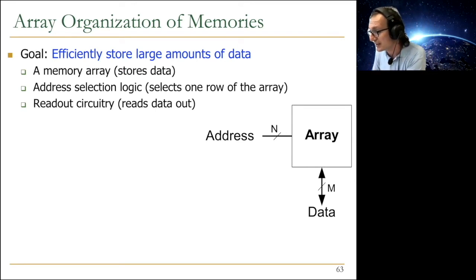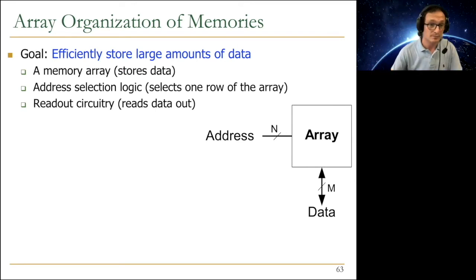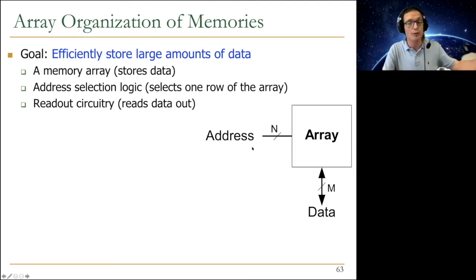In two-dimensional technologies, we have a memory array, a two-dimensional array of cells that store data. We have address selection logic, which selects one row of the array. Basically, you first access the row, you give the row address, and then you also give a column address to get the data out if you are supposed to select from a column. In some cases, you may not need to select from a column in this particular example, but in DRAM, for example, you need to select from a column. And then you need to have this readout circuitry that reads the data out, essentially.